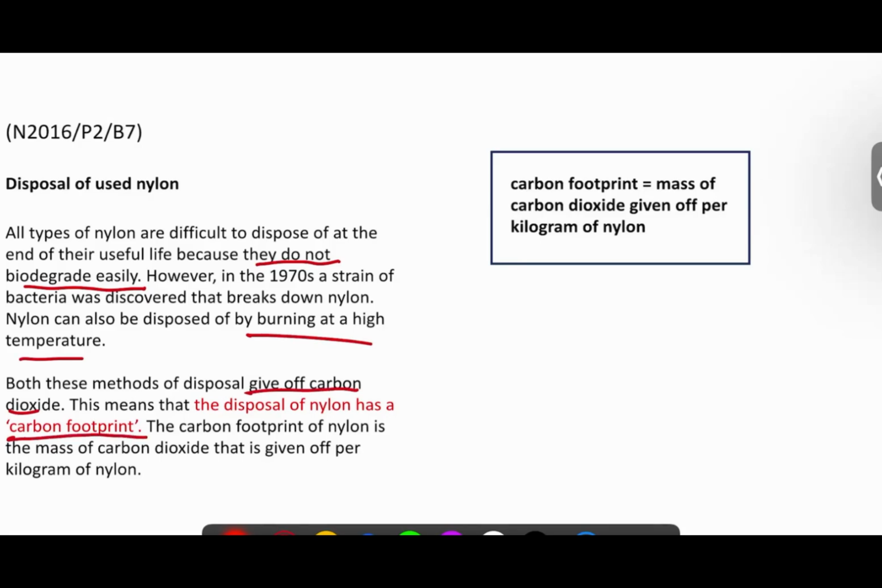So what is carbon footprint? This is the formula for carbon footprint: the mass of carbon dioxide given off per kilogram of nylon.